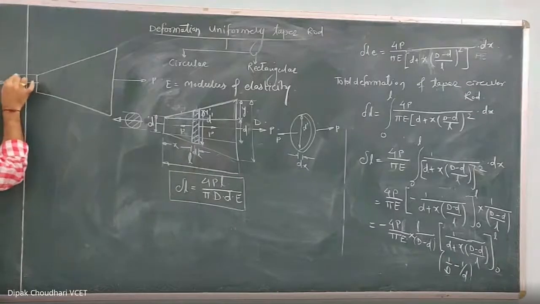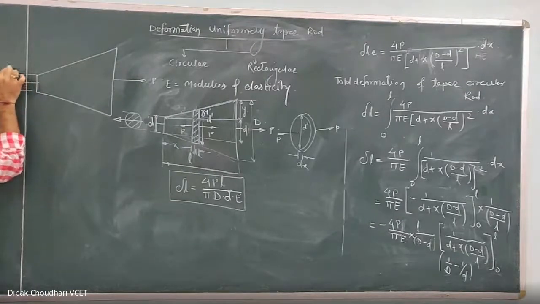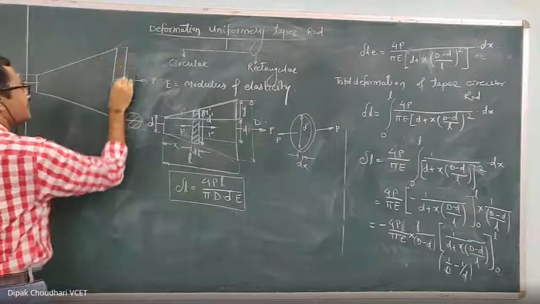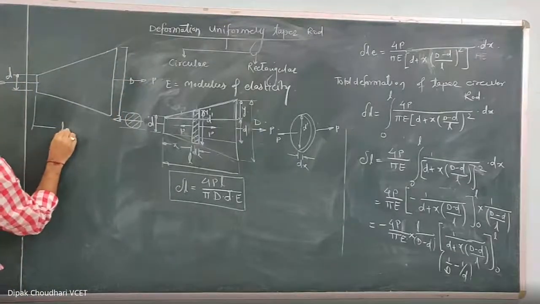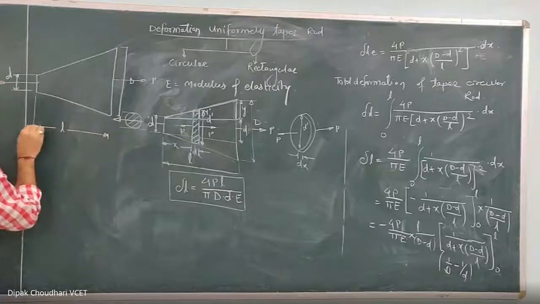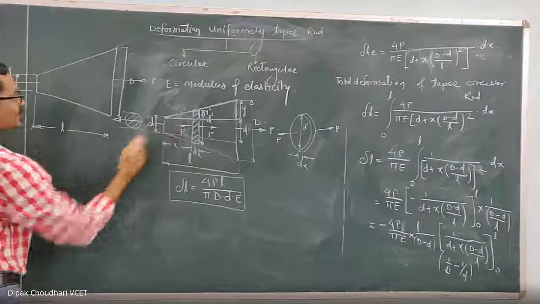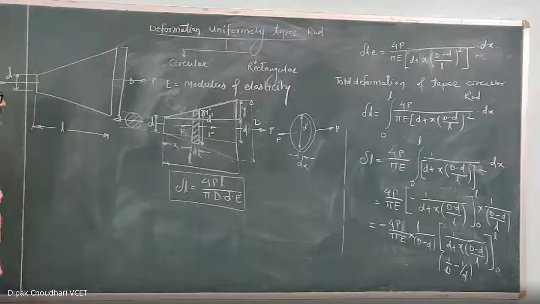This diameter is small d, this diameter is capital D, this length is L. Okay. Now this is similar to this. Here for this you can directly use this formula. Here but I am making small changes.